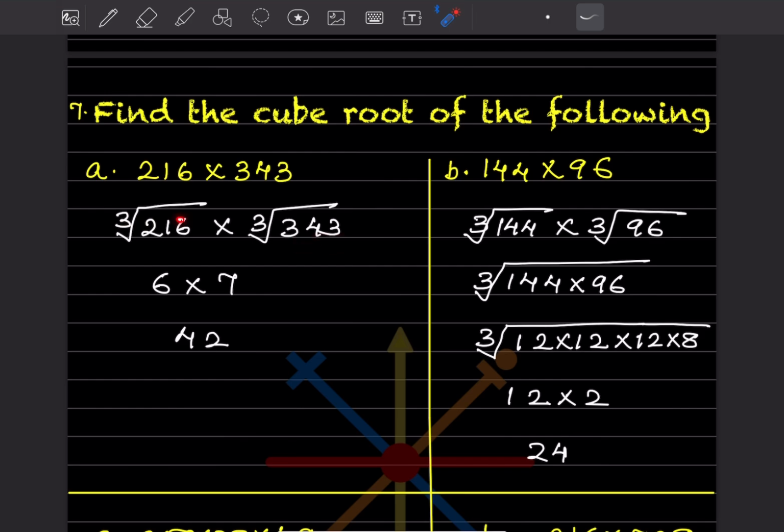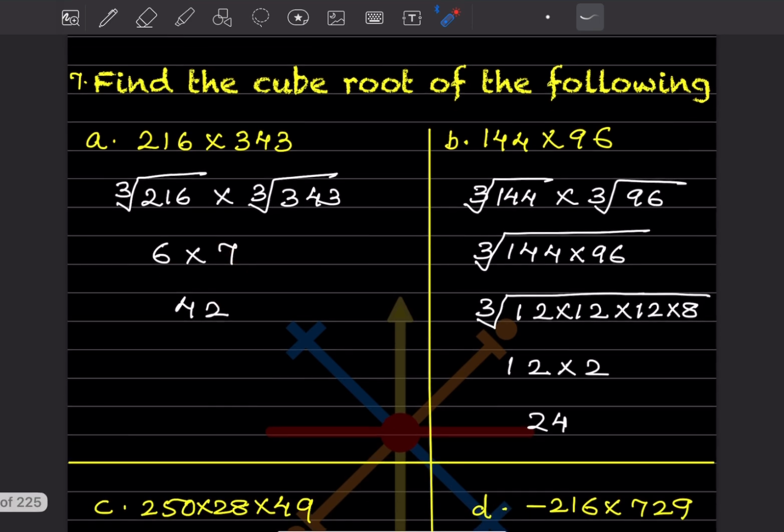So cube root of 216, again you can take the factors of it. So that is 6 into 6 into 6. So that will be cube root, means you have to take 6. So here for 343, that will be 7 into 7 into 7. So that will be multiplied by 7. So this will be 42.